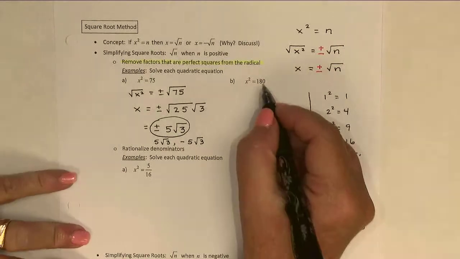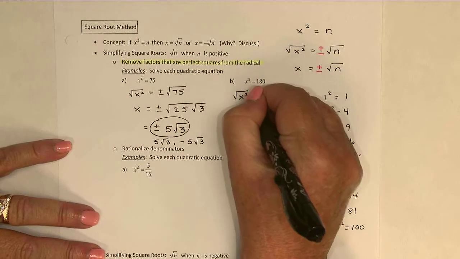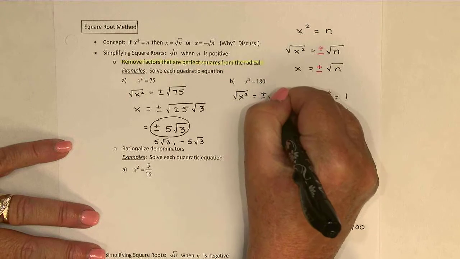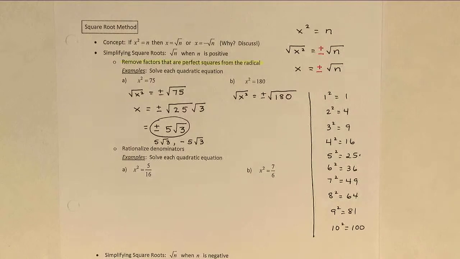All right, let's try B. Once again, I'm going to start by saying I have the x squared here. So let's get rid of the x squared by taking the square root. And of course, I have to do it on both sides.